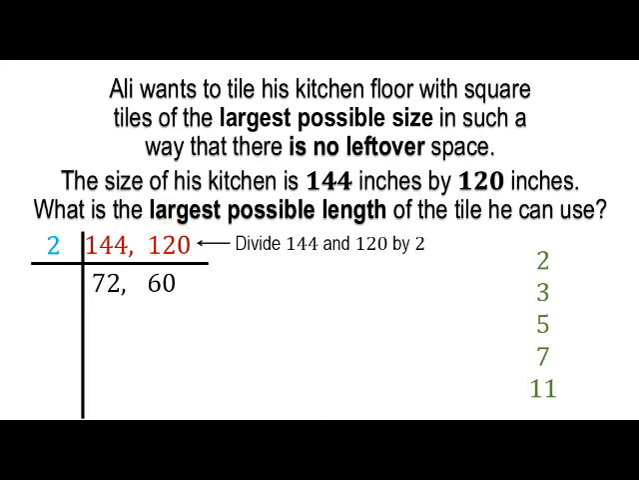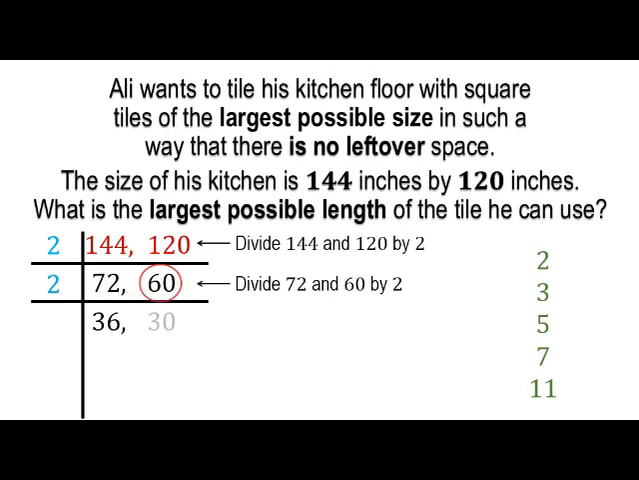Next, again we need to divide these two numbers. Again we start with the smallest prime number, and 72 and 60 are also divisible by 2. So taking 2 here and dividing them by 2. When we divide 72 by 2, the quotient is 36, and when we divide 60, the quotient is simply 30. Great.